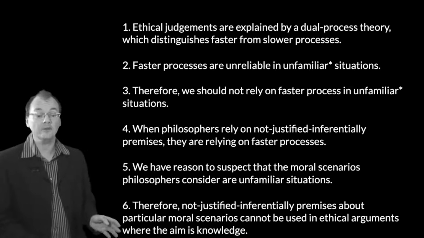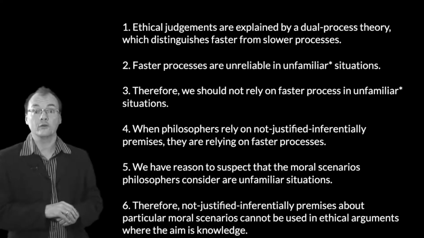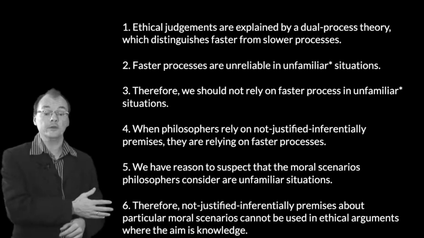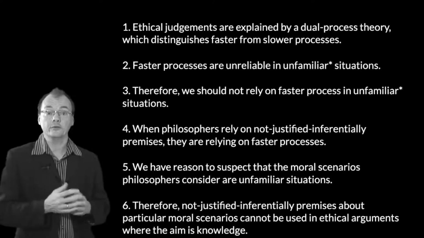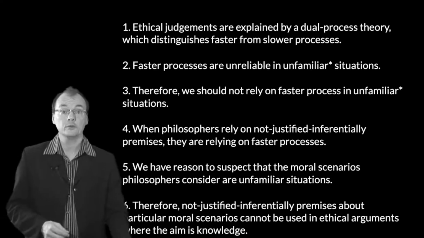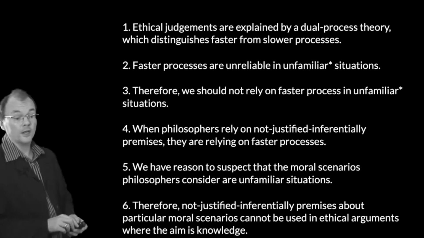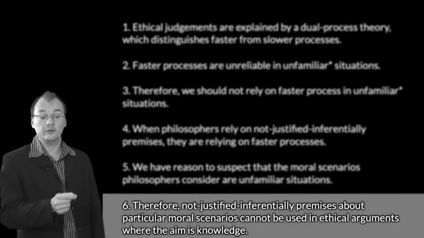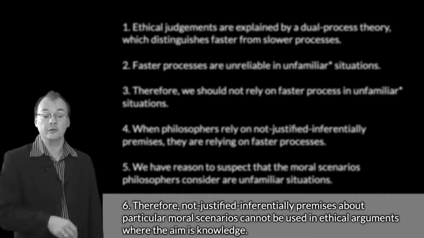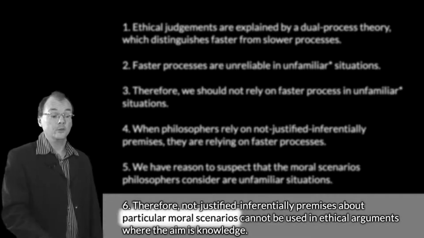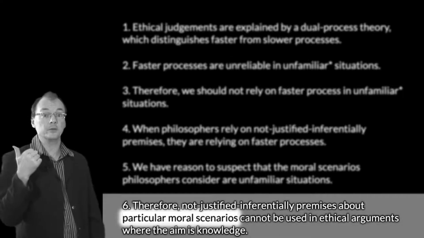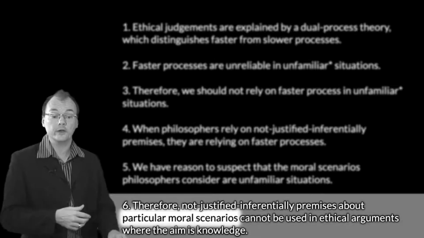Well, here again is my reconstruction of Greene's argument, where I've stripped it down and tried to be sure that my conclusion is fairly modest, but my premises are very likely to be true. So the idea was to get rid of some of the things that might cause problems, to avoid some objections. The conclusion is that premises which are not justified inferentially about particular moral scenarios cannot be used in ethical arguments where the aim is knowledge. The important thing is that the conclusion here is restricted to premises about particular moral scenarios, whereas Rawls' method of reflective equilibrium should be understood, I take it, to include a wider range of judgments.